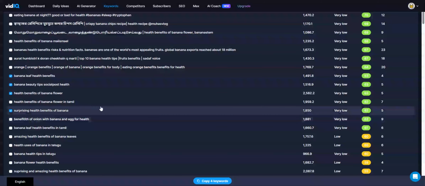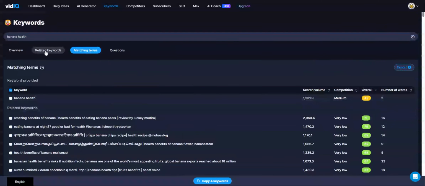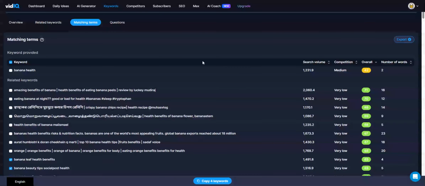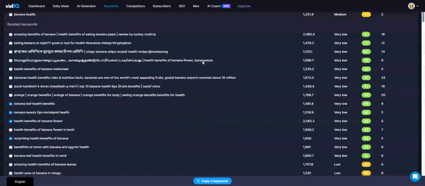And this is how you use the keyword research tool. So you start off broad, and then you go more in depth, adding more keywords that you want to use. With the related keywords and matching terms, it's actually quite easy to find really profitable keywords. In this video, which is probably just a couple of minutes long, we already found at least four pretty potential keywords that we could use if we want to do a video about the health benefits of bananas or the health benefits of banana flowers. But it can be used for any other keyword just like that as well.